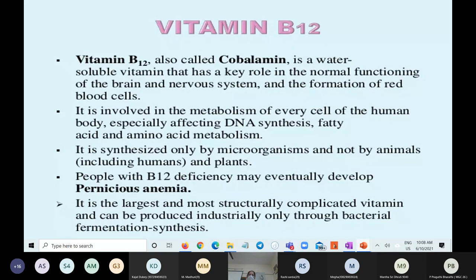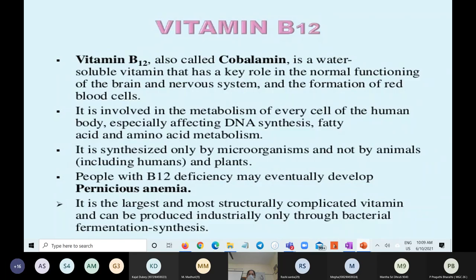We cannot synthesize it. People with vitamin B12 deficiency may eventually develop pernicious anemia. This pernicious anemia develops due to deficiency of vitamin B12, because of the lack of RBCs. When the hemoglobin count is reduced, that stage is known as anemia. At that time we have to give the supplement of vitamin B12 so that the RBC count is maintained, because vitamin B12 is helpful in formation of RBCs.